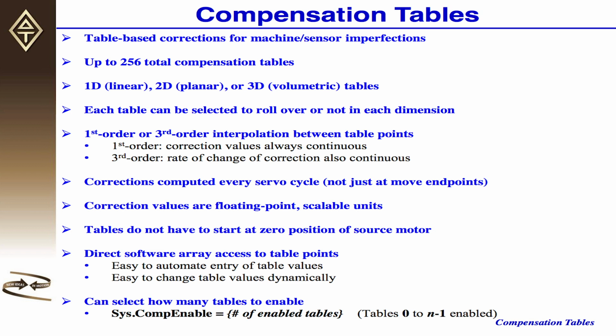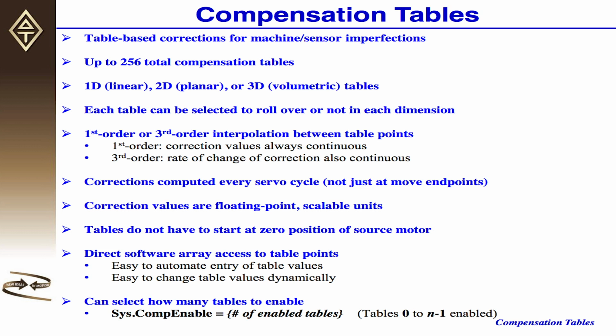Corrections are computed every servo cycle, not just at move endpoints. And the correction values are floating point scalable units, as opposed to in Turbo PMAC, where it was integer values based on encoder counts or fractions of encoder counts. Now it's a floating point value. You can scale it to anything that you want, typically your machine units. And the tables do not have to start at the zero position of the source motor.